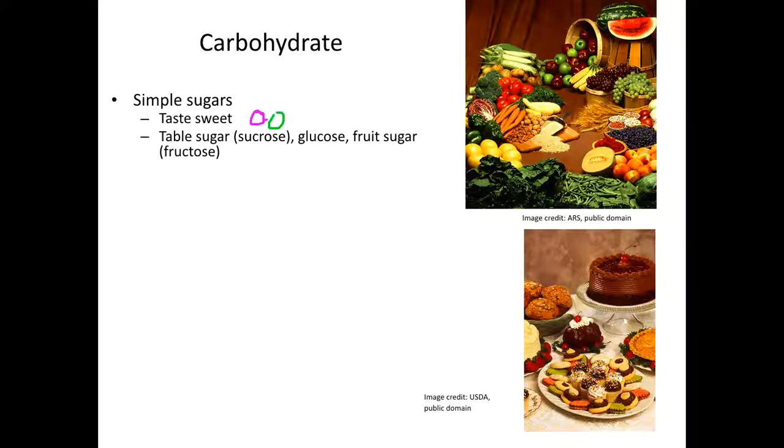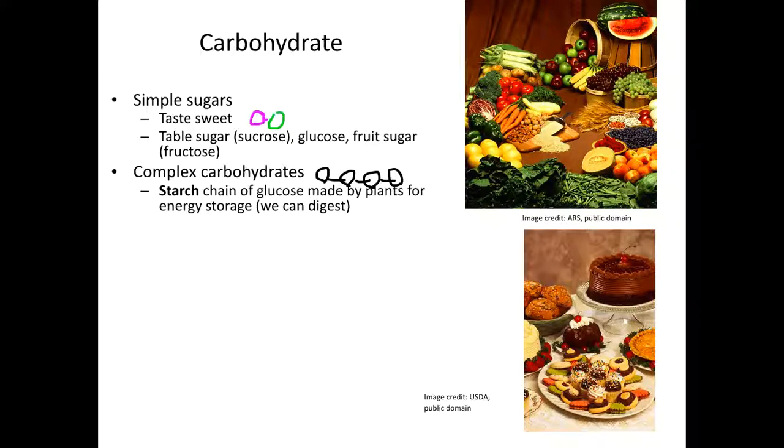We'll talk about this a little bit more. Glucose, you've probably heard before if you've cooked using glucose syrup. Fruit sugar, fructose, is another one that people commonly know, but there are lots of others. Complex carbohydrates are so named because they're more complicated. They're lots of sugar molecules linked together in some fashion.